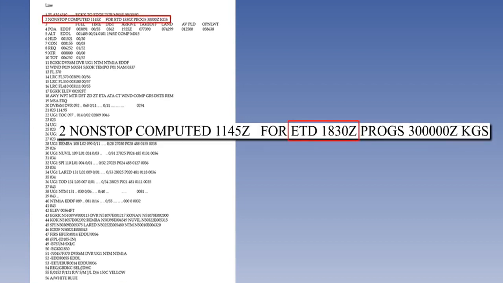Line 2 shows that this is a non-stop flight. Departure time is 18:30, and the figures are based on the meteorological forecast given at midnight on the 30th. PROGS is an abbreviation for prognostication, and the fuel quantities are given in kilograms.